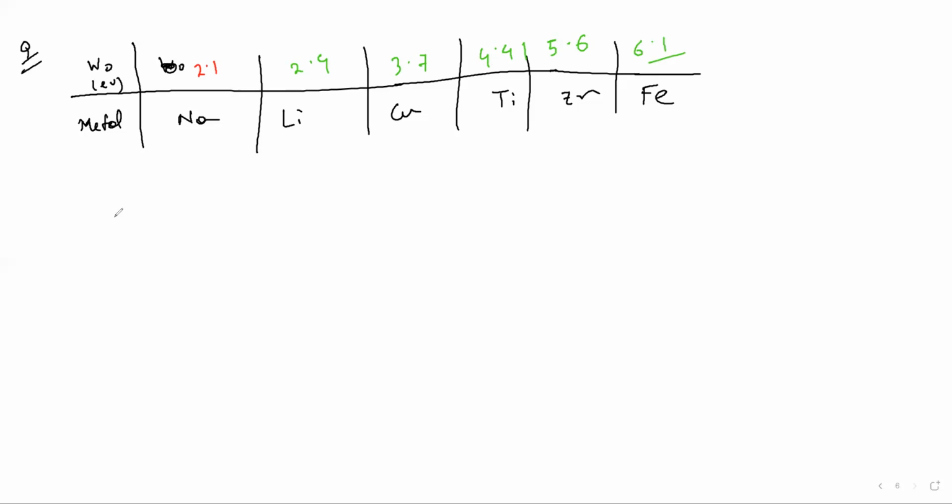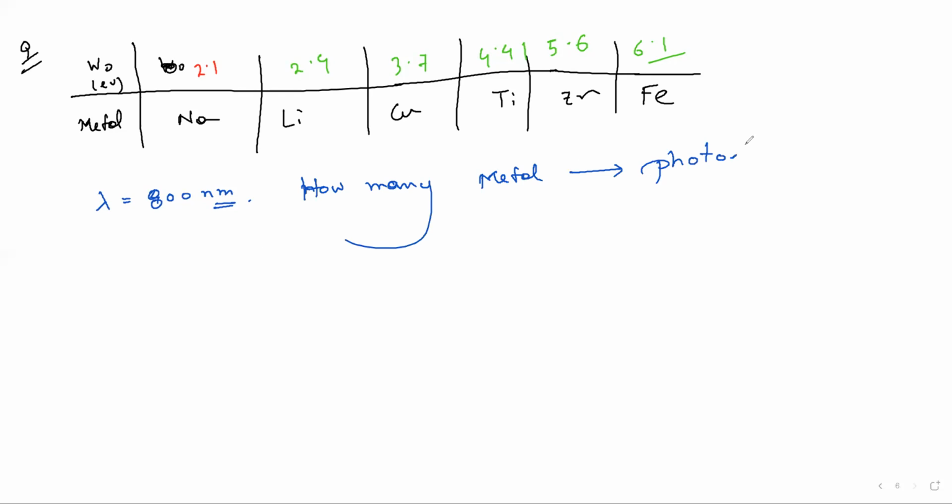And the lambda value is given, 800 nanometer. How many metals can show the photoelectric effect? In this case, you have to find out the E_i value.